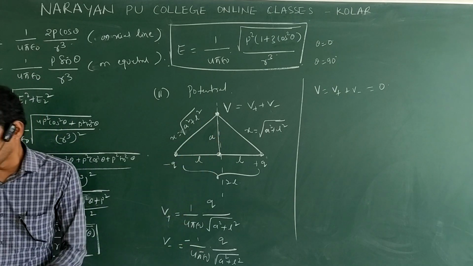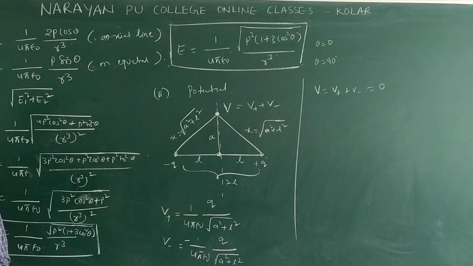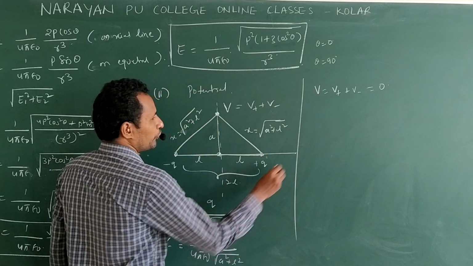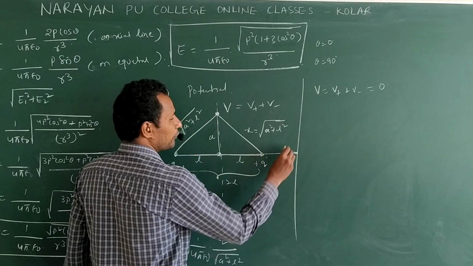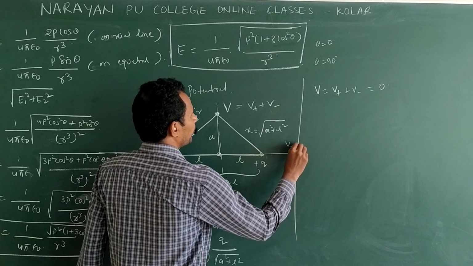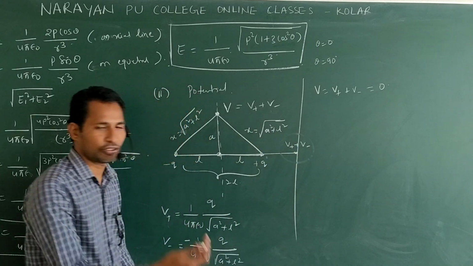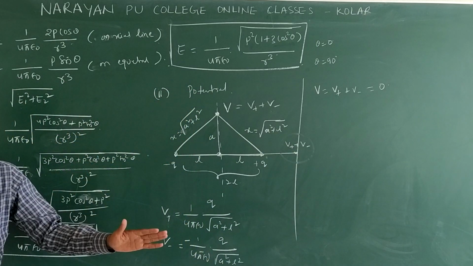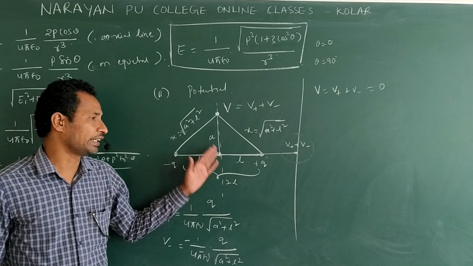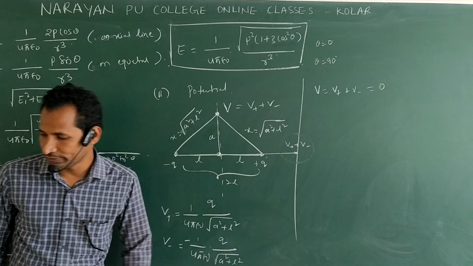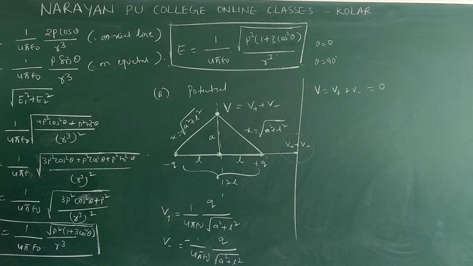Clear? Next. On the axial line, you can add directly. If they ask the potential on the axial line, if you take a point here, we will have two potentials, V plus and V minus. So we have the distances, write their equations, and we will get the answer. But on the equatorial line, the positive potential and negative potential magnitudes are the same. If we add them, we will get 0. So this is an important point. Clear?